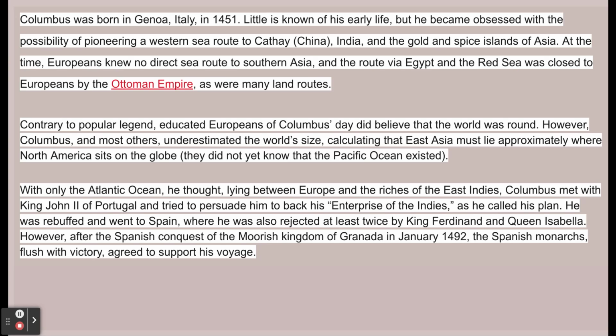It's Christopher Columbus, and he was born in Genoa, Italy in 1451. We just don't know very much about him, but we do know that he became obsessed with the idea of pioneering a Western sea route to China, India, and the gold and spice islands of Asia. At the time, Europeans knew no direct sea route to southern Asia. And the route via Egypt and the Red Sea was closed to Europeans by the Ottoman Empire, as were many land routes. So, contrary to popular legend, educated Europeans of Columbus's day did believe that the world was round.